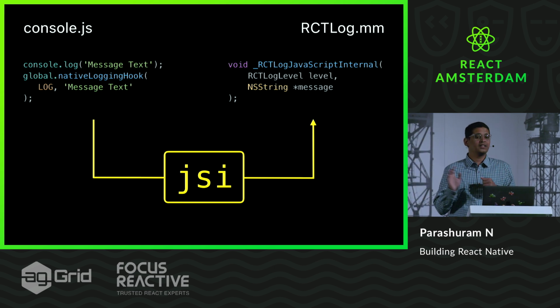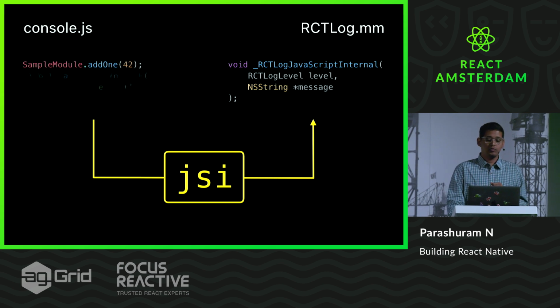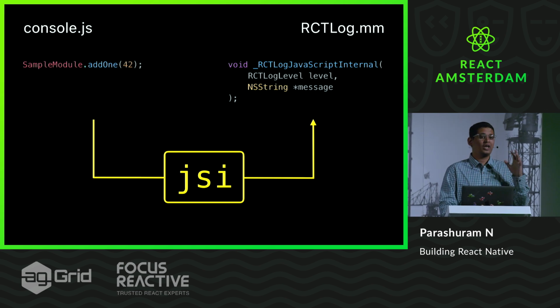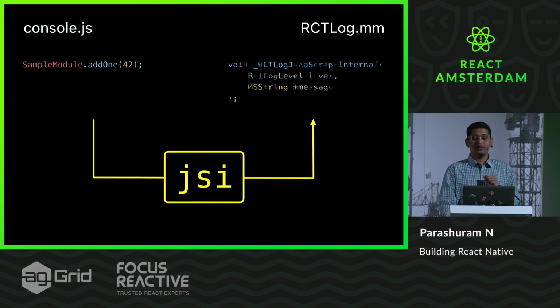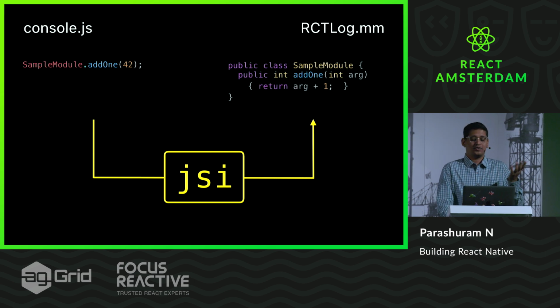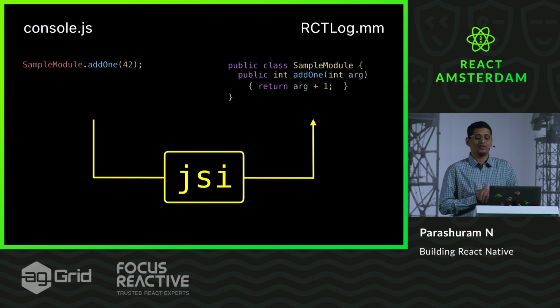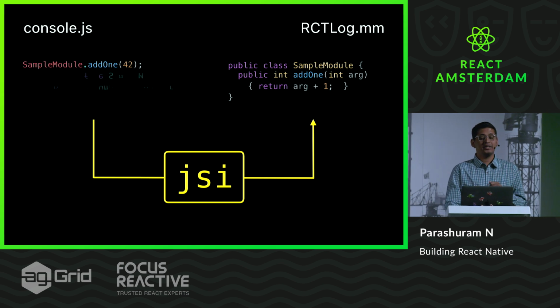Now that we know something like this exists, how about we extend this idea not just to console.log, but to all of our native modules? Like, let's say we have a camera module, or let's say we have a sample module. How about we have a sample module and a function called add1, which is implemented on the Objective-C side, or let's, for example, take Java just for a change. So what if it's implemented like this in Java?